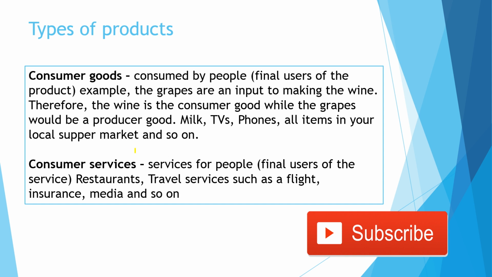Consumer goods are goods consumed by people. That's what basically it means: the final user of the product. For example, grapes are an input to making wine. Therefore, the wine is the consumer good while the grapes would be a producer good. Milk, TVs, phones, all items in your local supermarket, and so on.